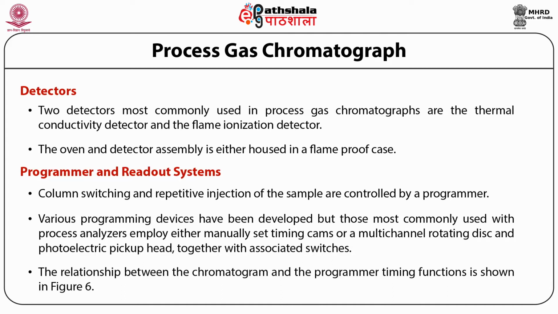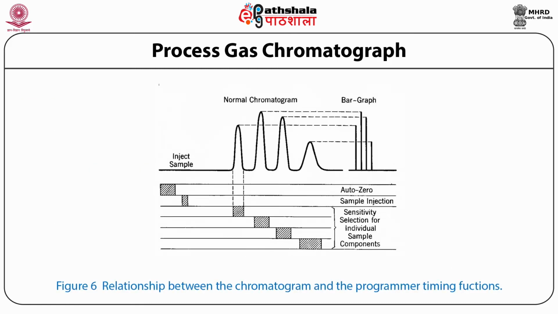The relationship between the chromatogram and the programmer timing functions is shown in figure 6. The normal chromatogram is unsuitable for repetitive display of data, and it is usually converted into a bar graph form as shown in figure 6. This is done by keeping the recorder paper stationary during the emergence of each peak and stepping it on a fixed distance between each peak. Alternatively, a multi-point recorder can be used with a different color or shade point for each component in the sample.